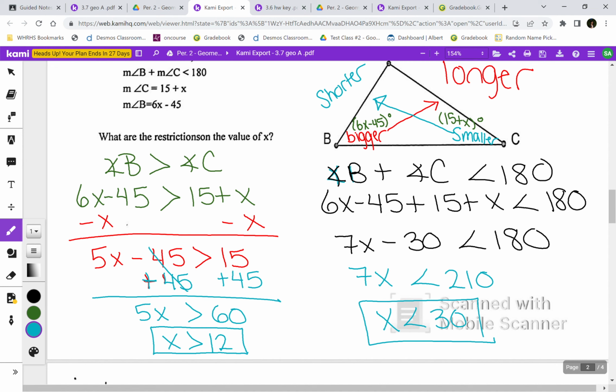Will restrictions be on the test? It's fair game. I'd expect it, yeah.